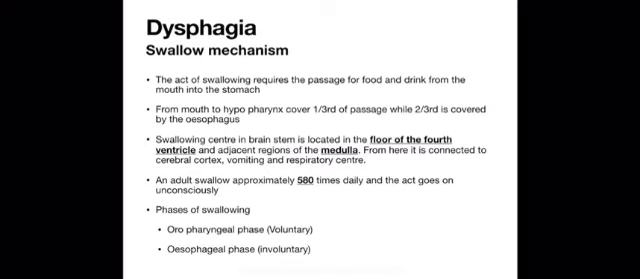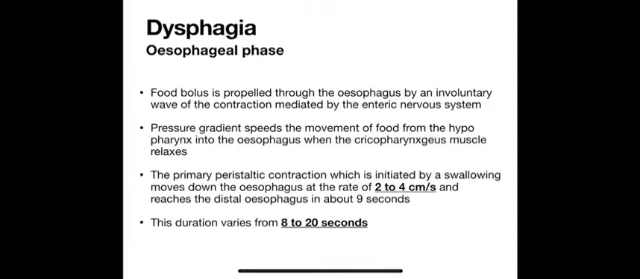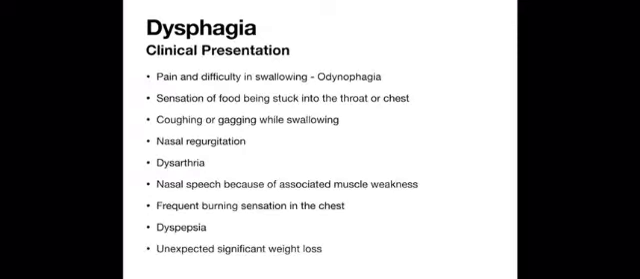The various phases of swallowing are the oropharyngeal phase, which is under voluntary control, and the esophageal phase, which is under involuntary control. Moving on to the esophageal phase. The food bolus is propelled through the esophagus by an involuntary wave of contraction mediated by the enteric nervous system. A pressure gradient speeds the movement of food from the hypopharynx into the esophagus when the cricopharyngeus muscle relaxes. The primary peristaltic contraction, which is initiated by swallowing, moves down the esophagus at the rate of 2 to 4 centimeters per second and reaches the distal esophagus in about 9 seconds. This duration varies from 8 to 20 seconds.